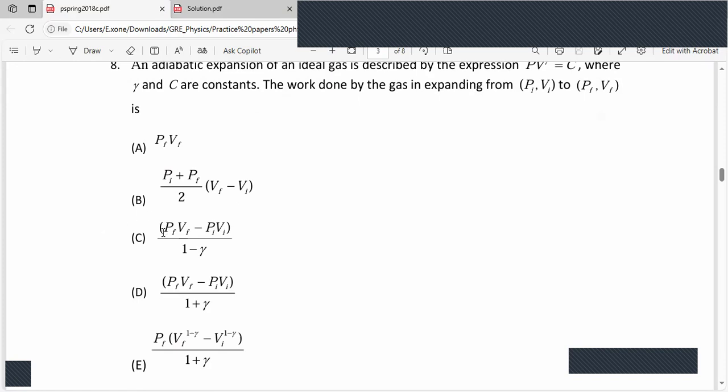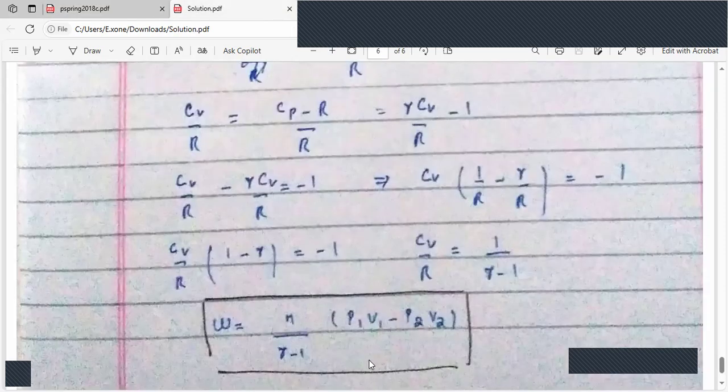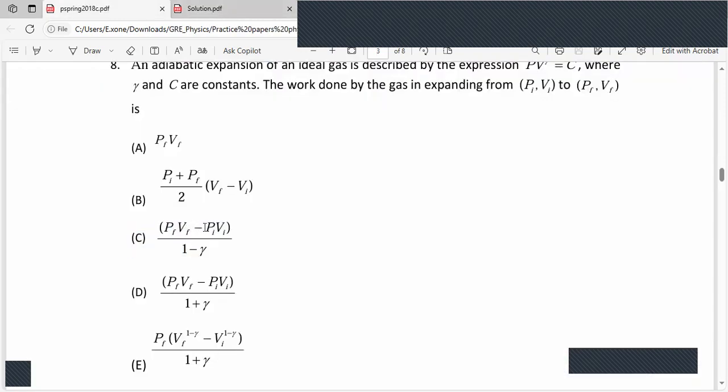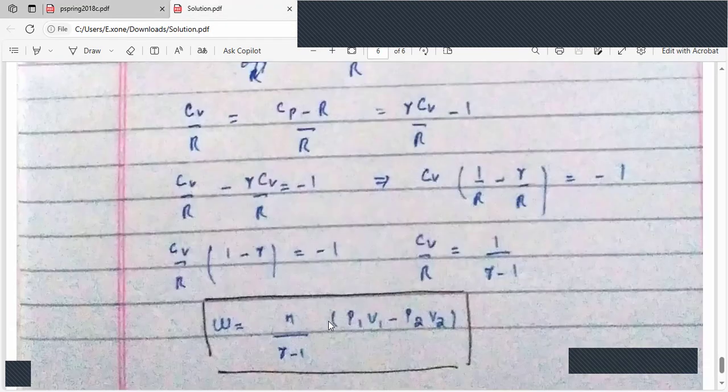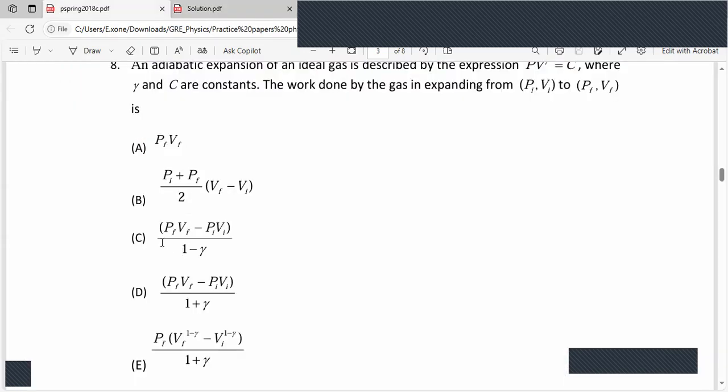So the answer should be this quantity, because in that case P1 and V1 have a positive sign, but in the expression they have a negative sign. So if we take the common minus sign out of that expression, we can make it as this. So here answer C is the correct one.